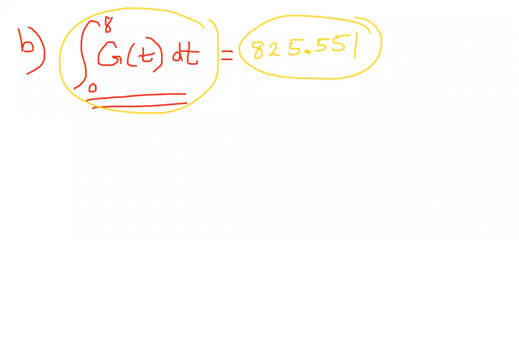What are the units of this? If the units of G of T are tons per hour, we're going backwards, taking an integral. That means the hour goes away, so this is tons. Okay, there are 825.551 tons that arrive at the plant during the hours of operation.